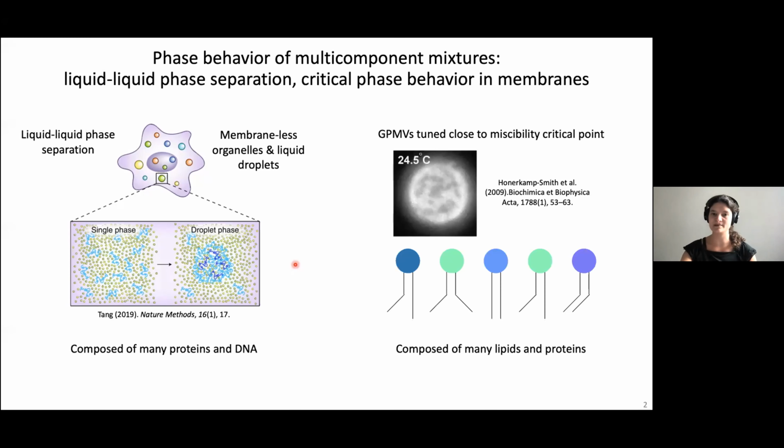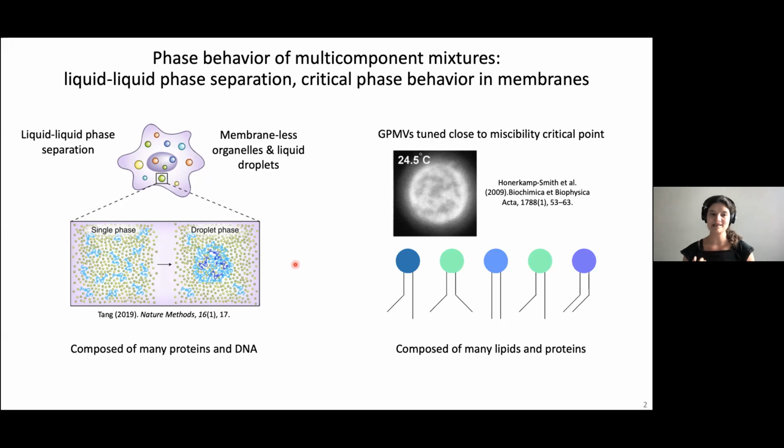In a somewhat similar spirit, it has been shown that the lipid composition of cell-derived plasma membranes is tuned close to a special point in phase space, a so-called miscibility critical point. At this point, you have very long-range correlations and very high fluctuations. In both these systems, you have many different types of components, like many proteins and DNA, or many lipids and proteins that interact, and the phase behavior of this complex system seems to play a very important physiological role.